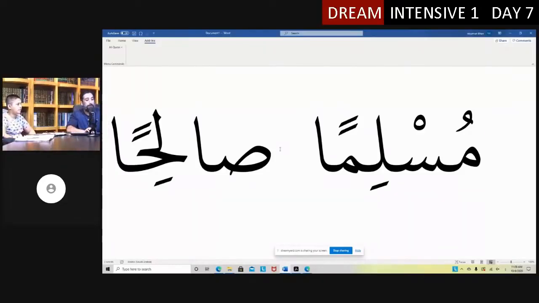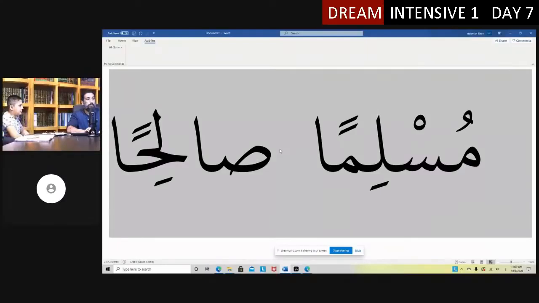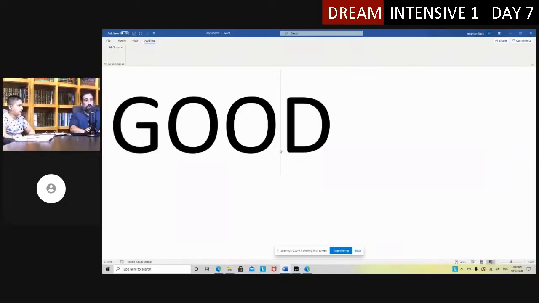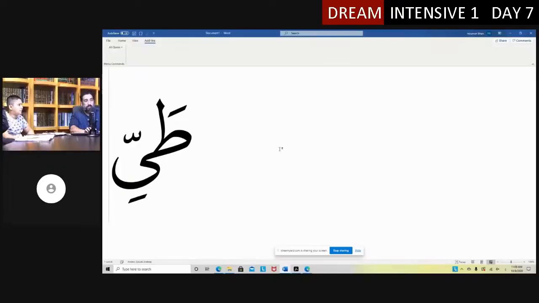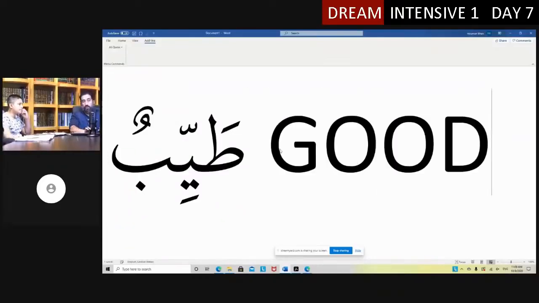Ustad, a lot of questions about how salih can be common if it's a proper name. Okay, let me tell you how. Salih in Arabic means good. Or tayyib, for example. Tayyib also means good. But you could have a cousin named Tayyib. When you talk about your cousin named Tayyib, it's proper.